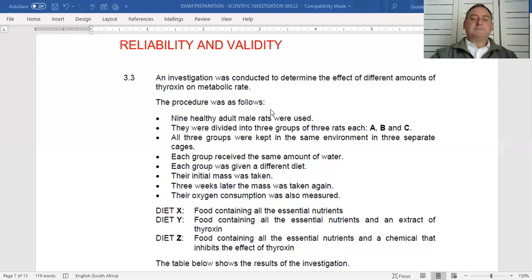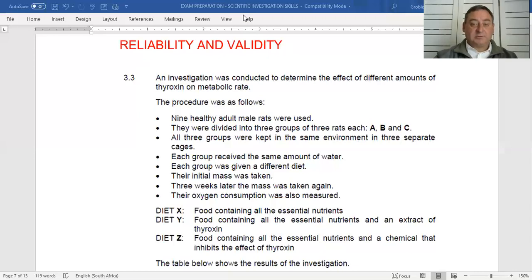Now, in my mind, it's not enough. If you want to do a scientific study and you only have 9 participants, how can you make your investigation more reliable? If you could use, let's say, 200 rats here, not just 9, then your investigation becomes more reliable when you increase your numbers. Repeat the investigation and have greater numbers.